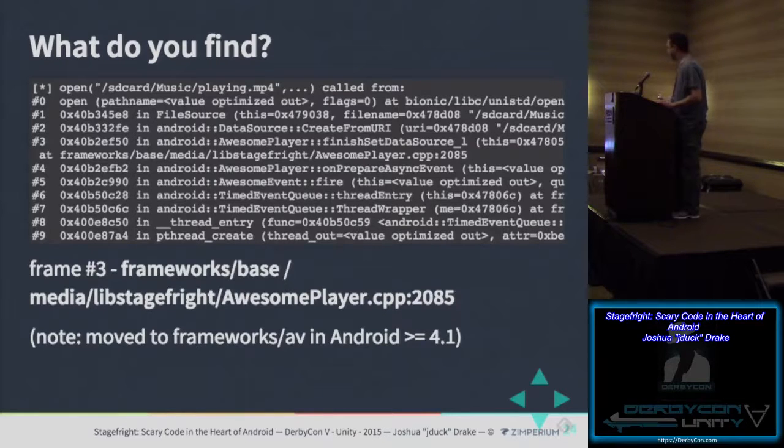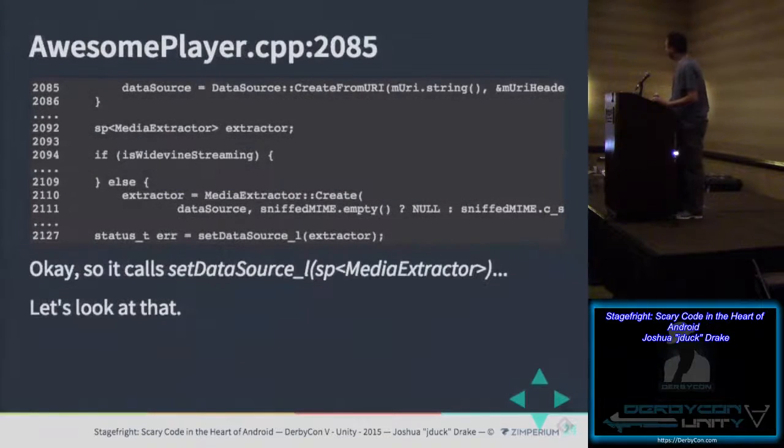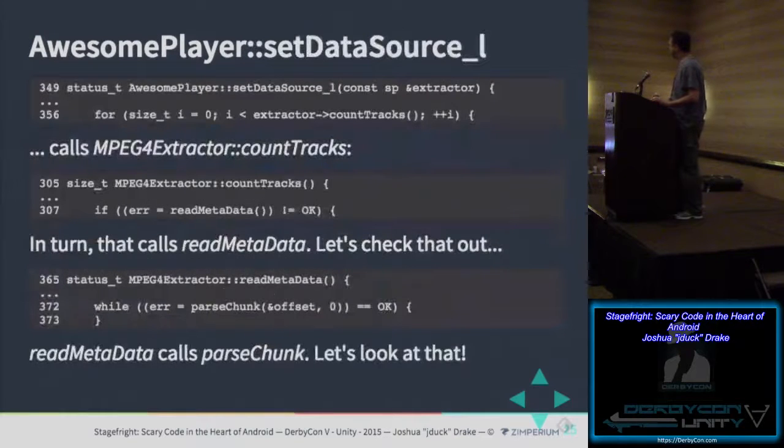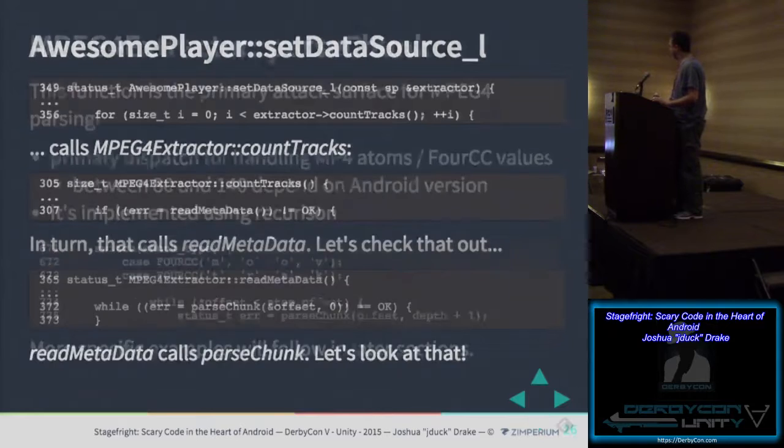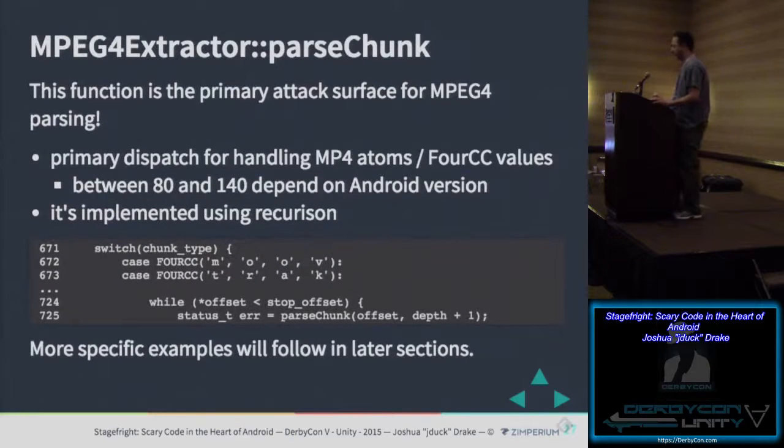So, an interesting point at the bottom. This code is a little bit weird to track when you look in the AOSP Git repositories because at some point they decided to move it out of frameworks base into its own repository called frameworks AV. So when you look back at the parent functions, you start getting closer and closer to the functions that are actually in libstagefright. And then when you get there, you're at read metadata, which calls parse chunk. So parse chunk is like the main dispatcher function for all pieces of an MP4 file.